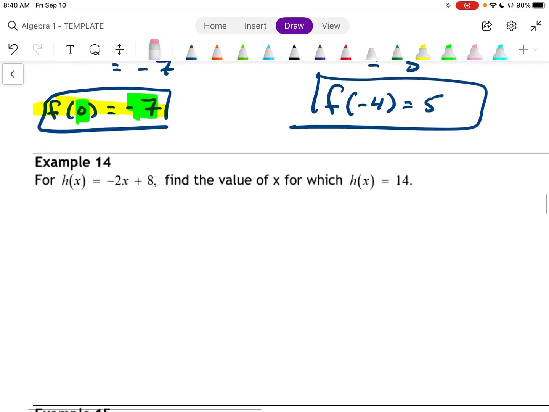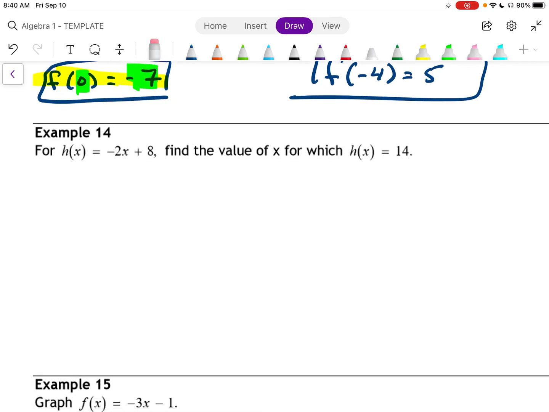All right, example 14. For h of x equals negative 2x plus 8, find the value of x for which h of x equals 14. So what this is doing is it wants us to plug in 14 for h of x and see what was plugged in to get 14. So I'm going to say 14 equals negative 2x plus 8.